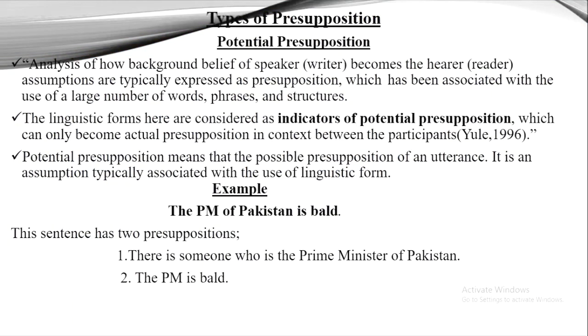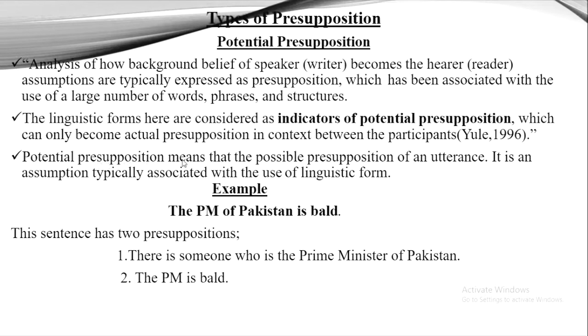Important types of presupposition begin with potential presupposition, an analysis of how the background beliefs of the speaker or writer become the listener's or reader's assumptions. These are typically expressed as presuppositions associated with a large number of words, phrases, and linguistic forms, which are considered indicators of potential presupposition, which can only become actual presupposition in context between the participants, according to Yule.